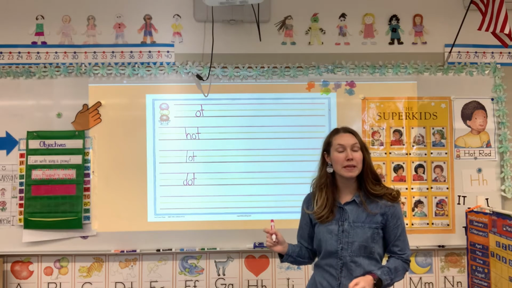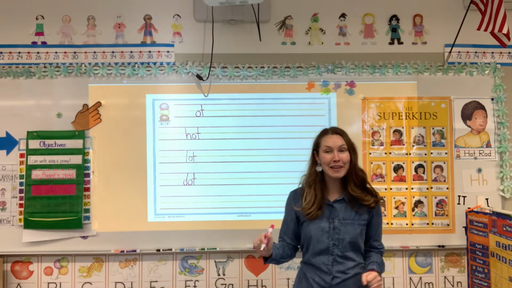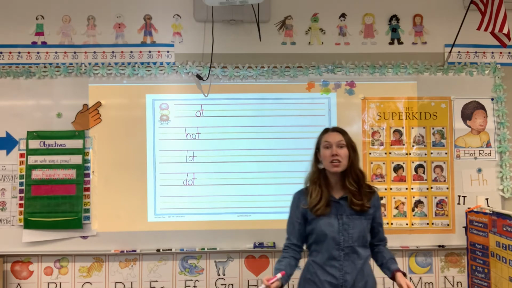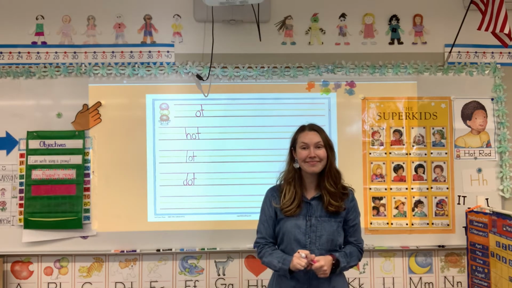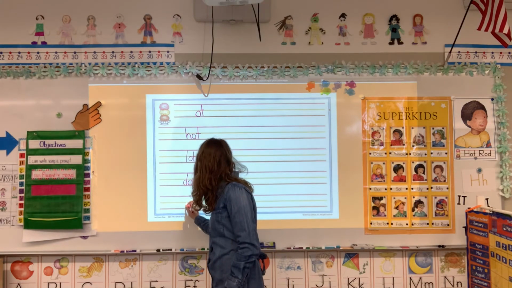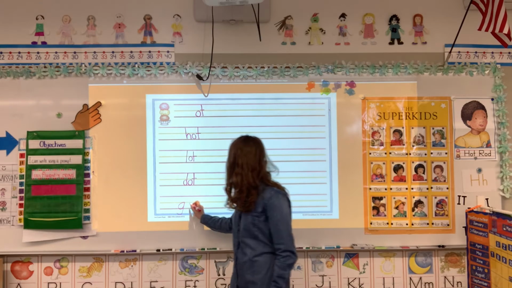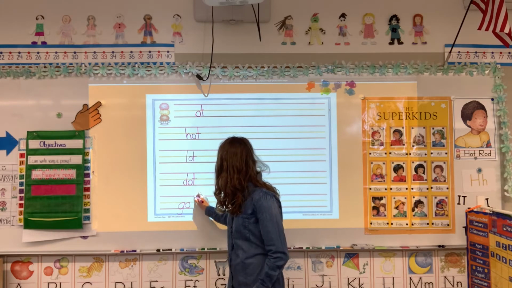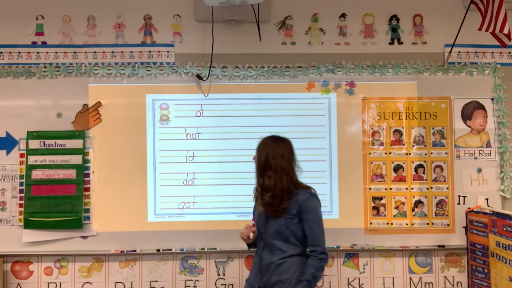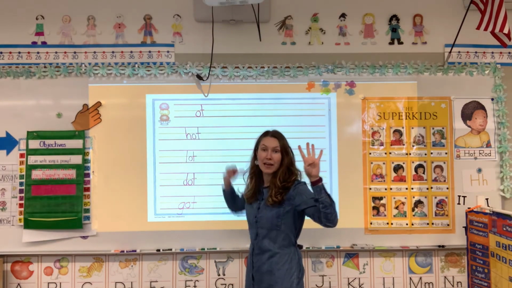Let's do one more ot family word. This one is going to be got. Got. What do we hear at the beginning of got? That's right, it's letter G. So we're going to write G for G and then add that ot ending, O-T. So now we have 4 words that are all a part of the ot family.